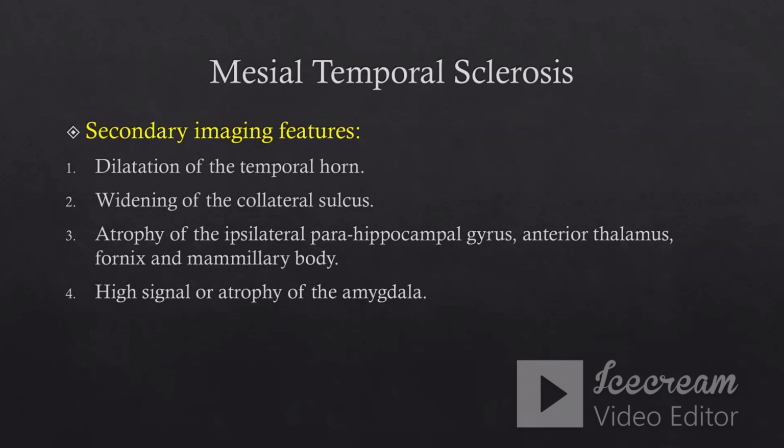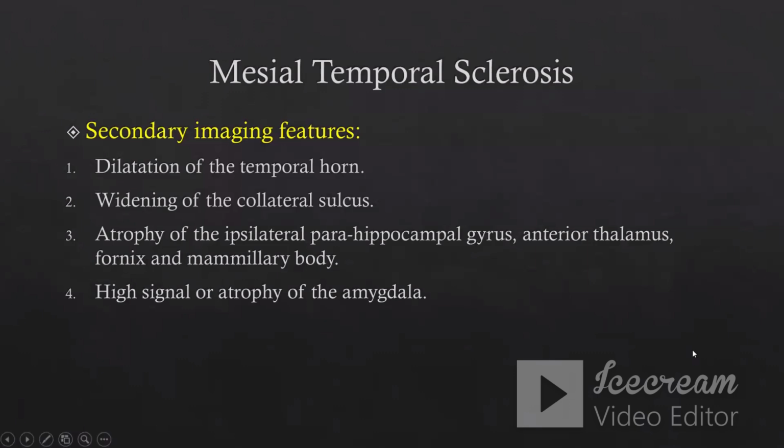We have also atrophy of the ipsilateral parahippocampal gyrus, anterior thalamus, fornix, and mammillary body. Of course, all of these are structures related to the limbic system. Once the hippocampal head or the hippocampus starts to be atrophied, the other parts of the limbic system will secondarily be atrophied. Also, sometimes we have high signal or atrophy of the amygdala. Of course, the amygdala is part of the limbic system as well.